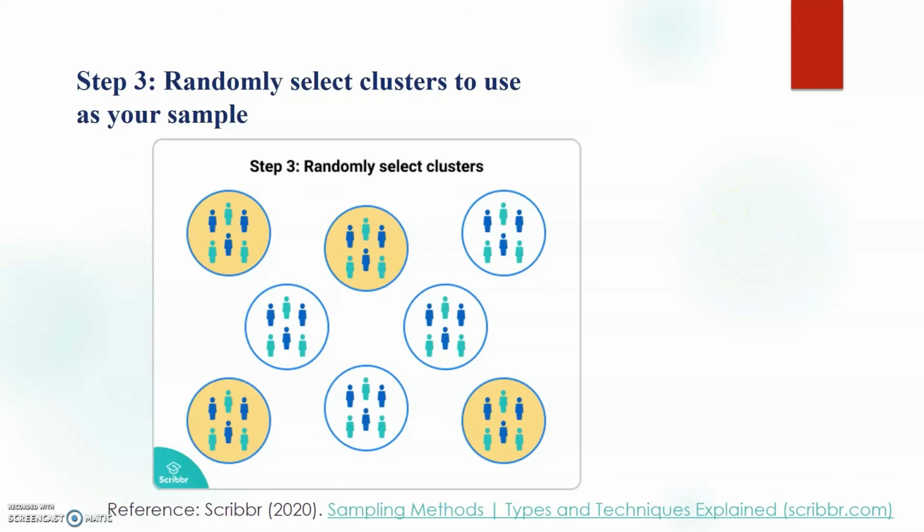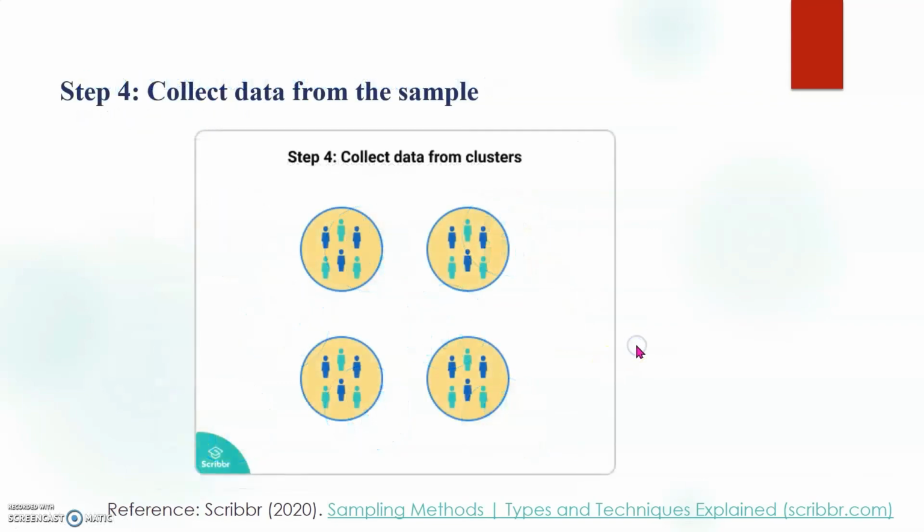After we have identified clusters of our population, we randomly select clusters to use as sample. So in this, clusters that are colored in yellow are the selected clusters via random sampling, of course, as samples to research. And lastly, step 4 is the collection of data from the sample already. So I hope it's clear, especially the distinction between stratified random sampling and the cluster sampling. Okay?